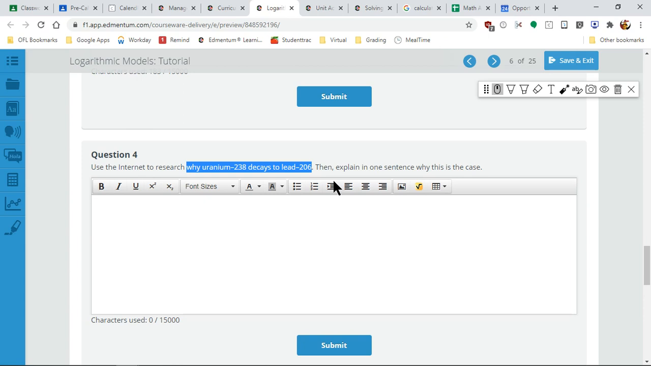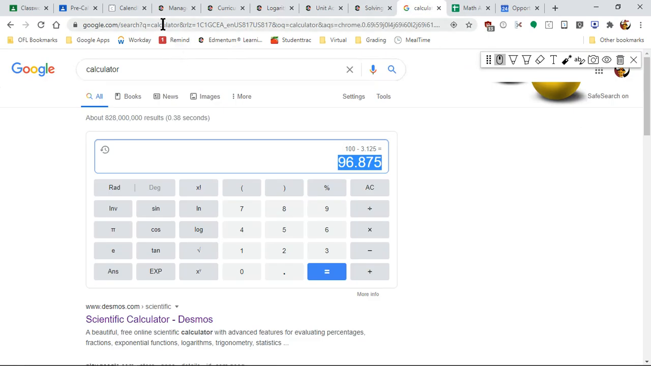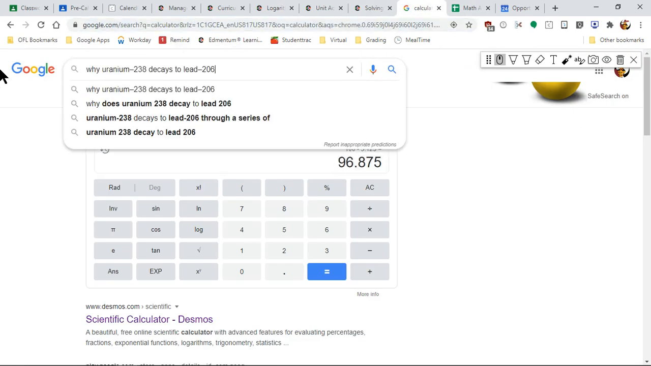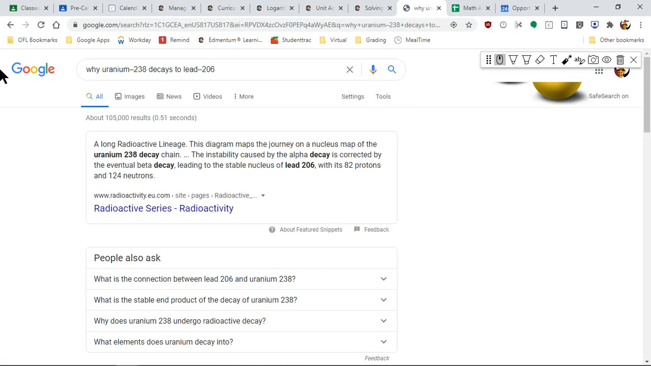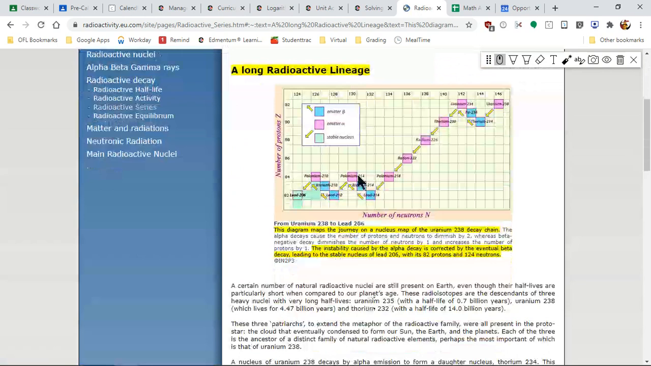So it says use the internet to research. When I read this, I read Google it. I'm going to Google it. This diagram maps the nucleus map of this. This doesn't explain why. Google, you're supposed to tell me why. This doesn't tell me why at all.